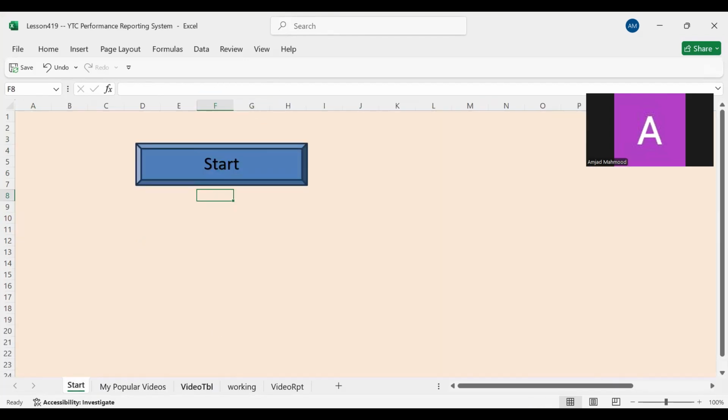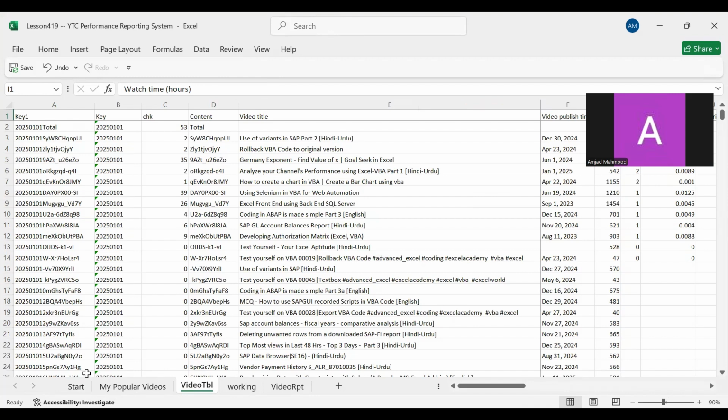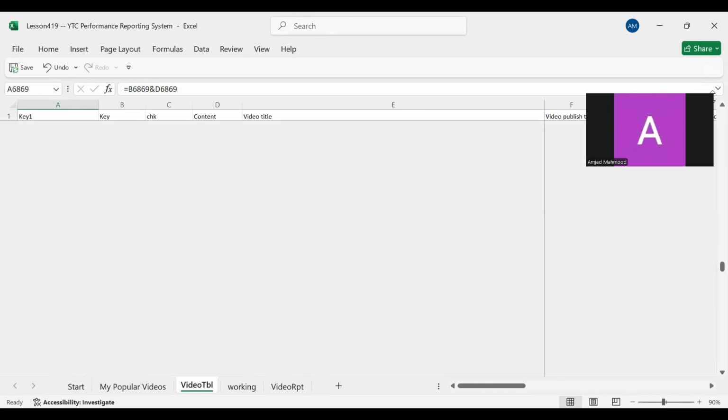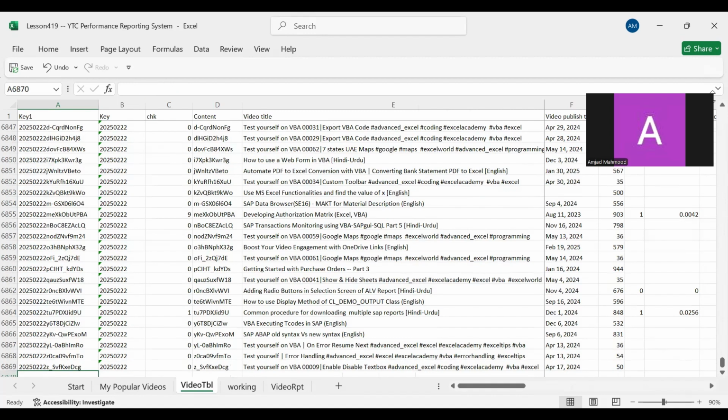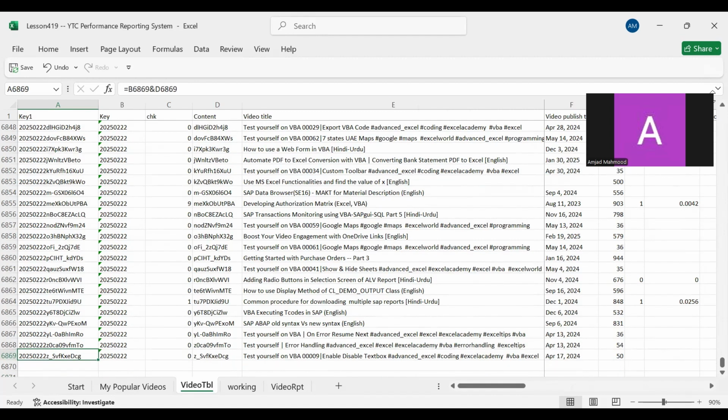So all your files are loaded in one sheet. Since the files start from the 1st of January 2025, we can figure out that since the start of this year until now, the last day which we updated was the 22nd of February, right?